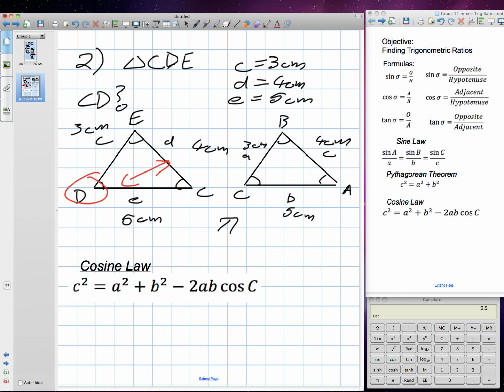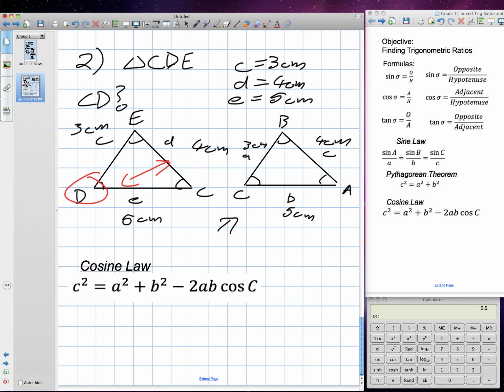So side C is 4 centimeters, so we get 4 squared is equal to 3 squared plus 5 squared minus 2 times 3 times 5 cos angle C. We're looking for that variable. This is 16 is equal to 9 plus 25 minus 30 cos C.